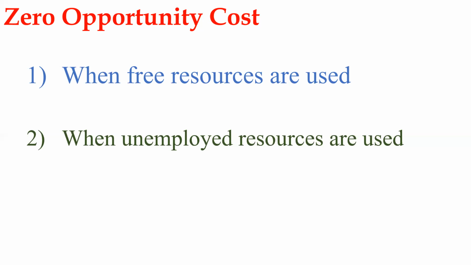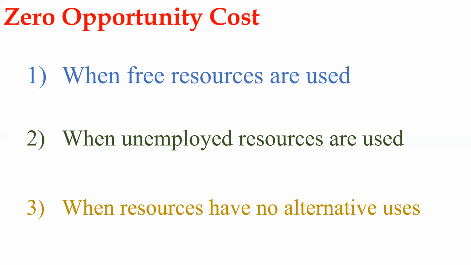Second situation. Third situation, when the resources have no alternative uses. Right? Resources have no alternative uses. So these are the three instances where opportunity cost of a choice becomes zero. But remember, this question doesn't focus on this idea. Once you look at this question, this idea comes to your mind. I know that. So I reminded this one. Zero opportunity cost. When you go to production possibilities curve, zero opportunity cost comes in a different angle.